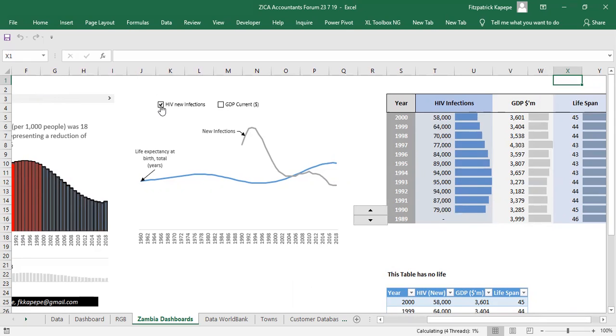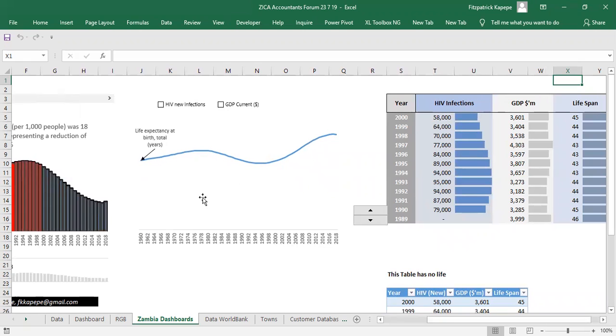Okay. Then I tried also to link the GDP against the life expectancy. So if I come here, you can see, for example, that at the time that the life expectancy was going down, also the GDP was down. It is simple. If you do not have healthy people, you cannot generate meaningful wealth as a country, so your GDP cannot grow.